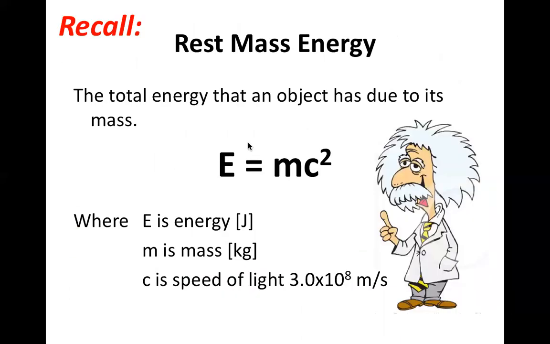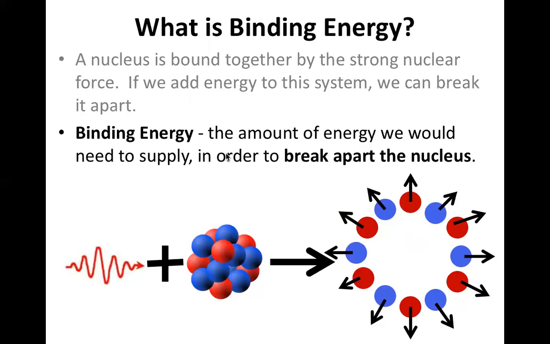So recall Einstein's famous equation that we've briefly mentioned before, E equals mc squared. And this energy is rest mass energy. We talked about it in the first lesson, talking about all different types of energy. And the total energy that an object has due to mass is this energy. And we talked about that if mass could turn into energy, this is the equation that would be used in order to calculate how much energy. And we said we would come back to it for the nuclear equations, and now we're here.